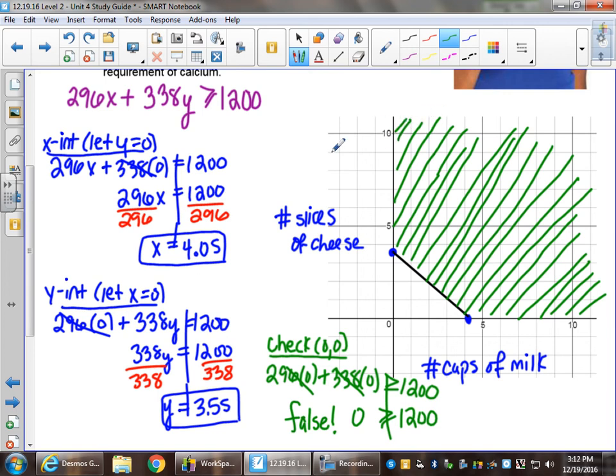Notice I'm very careful to not shade anything that's in the negatives because we cannot have negative cups of milk and we cannot have negative slices of cheese.